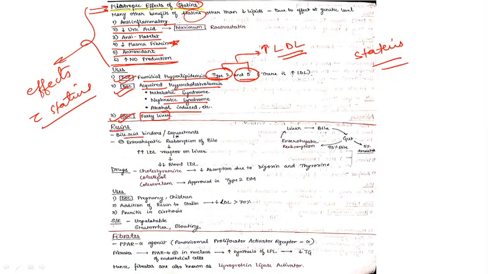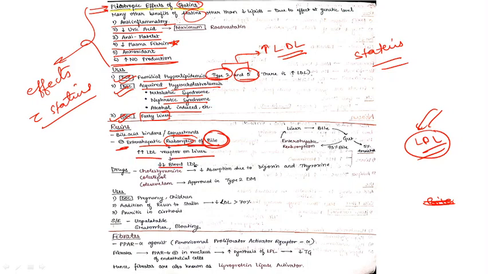Now coming to the next group of drugs, that is resins. These are bile acid binders; they inhibit the enterohepatic reabsorption of bile. If bile is not reabsorbed, then there is a need to resynthesize the bile, and for resynthesis of bile, the liver will require cholesterol, so it will again take cholesterol from blood. So this is the basic mechanism of how these resins work. This will increase LDL receptors on the liver, and this will decrease blood LDL.